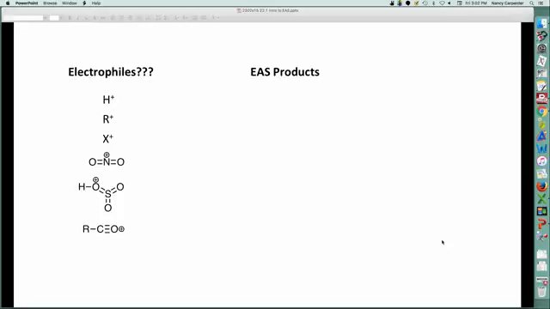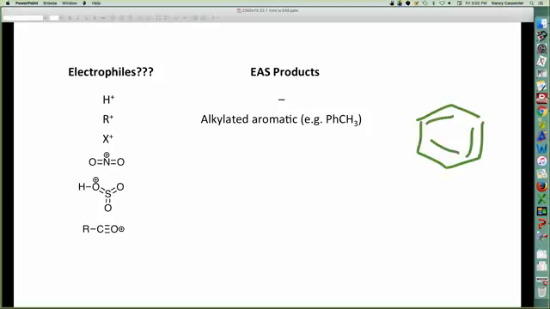What are the electrophiles? Well, the usual list. A proton. Proton's really not of very much interest to us. Synthetically, I'm not going to replace a proton with a proton. That's kind of dumb. But if I can add an R plus, a carbocation, to my aromatic ring, I can alkylate the aromatic ring. So, in other words, I could take benzene and turn it into toluene.